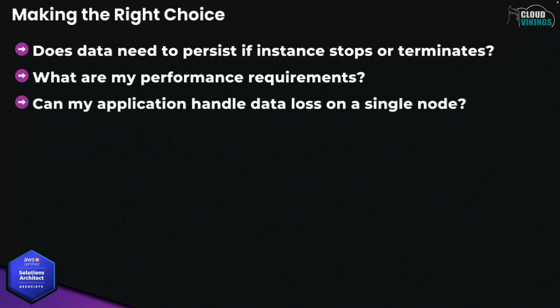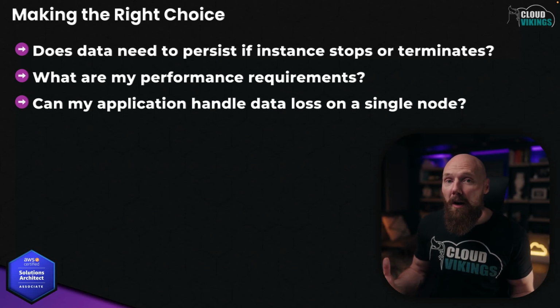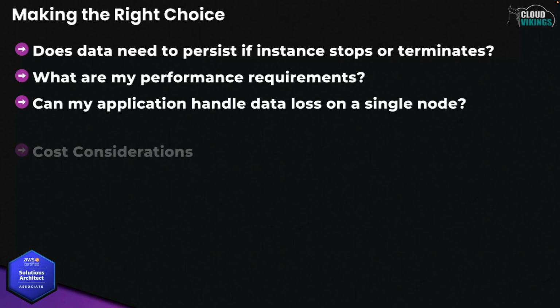Another question to ask would be, can my application handle data loss on a single node? This again ties back to persistence. If the answer is no, that losing data on one instance would be catastrophic, then certainly use EBS here. If the answer is yes, perhaps because the data is replicated across multiple instances anyway, or because it's just a cache that can be repopulated, then Instance Store remains a possibility here.